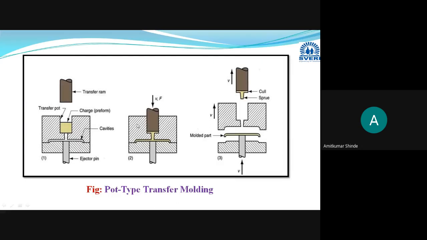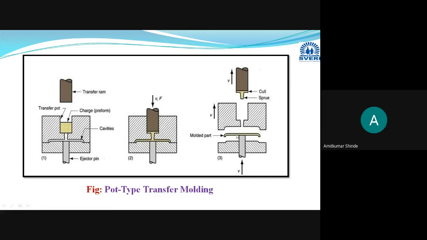Then in the second stage, the mold is in the closed position, and the curing will occur. Curing means this thermosetting material will get solidified and acquire the shape of the cavity. Then in the next stage, after providing sufficient curing time, the mold is opened and the press is removed. Then the upper half of the mold is removed, and from the lower half of the mold, with the help of the ejector pins or knockout pins, by raising them, the molded part is removed.